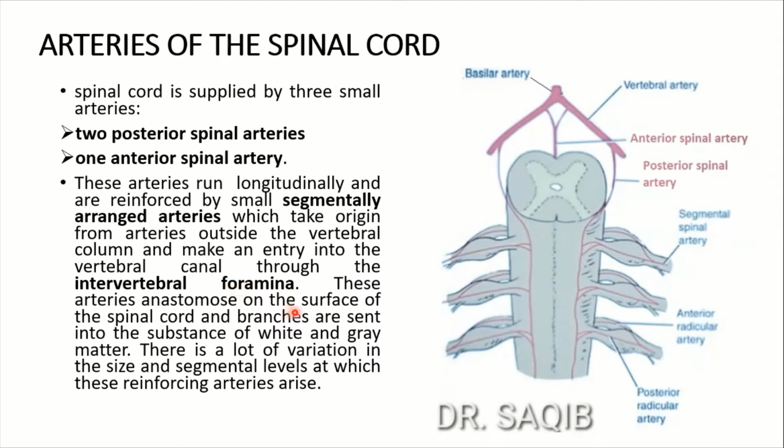These arteries anastomose on the surface of the spinal cord, and branches are sent into the substance of the white and gray matter. There is a lot of variation in the size and segmental levels at which these reinforcing arteries arise. The need for this reinforcement is very obvious, as the anterior spinal artery and the two posterior spinal arteries are very small in size.